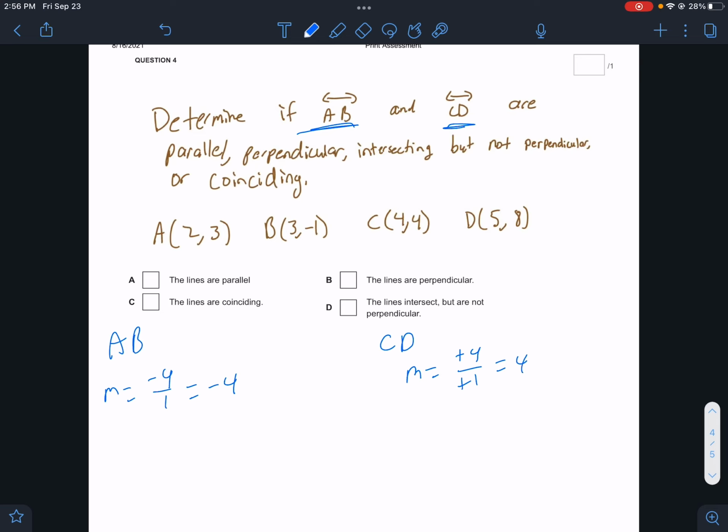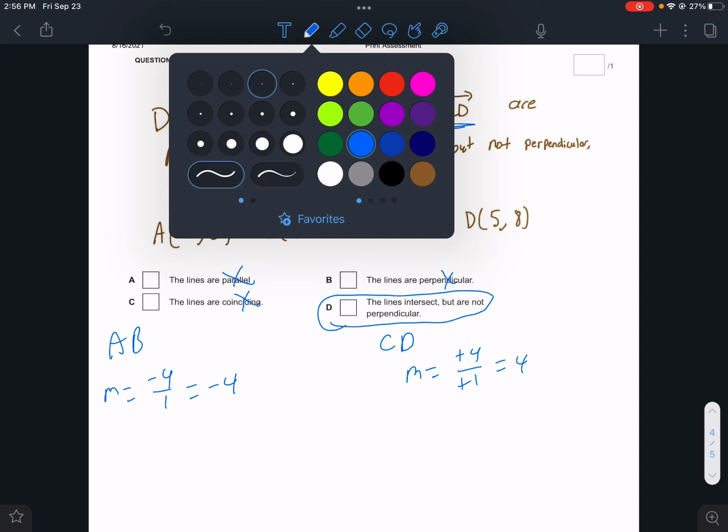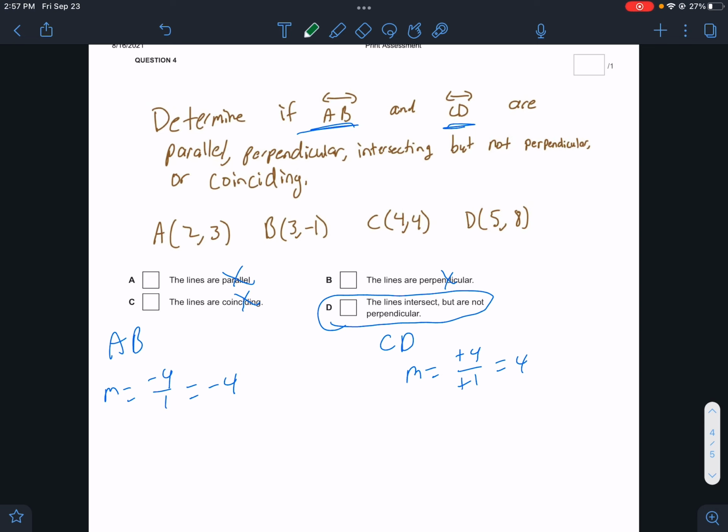So I know right now, just based off the slopes, that they are not parallel. They are not coinciding because those have the same slope. They are not perpendicular because those would be opposite reciprocal slopes. I know right now that the answer is this. So they have to hit each other. They have different slopes. Let's go ahead and finish this by writing the equations.